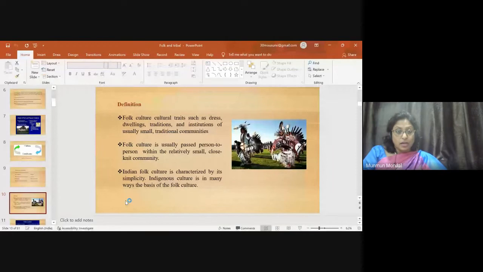When we talk about the definition, I think I have already covered. When we talk about folk culture, these traits such as dresses, dwellings, traditions, institutions, usually small traditional communities play the most important part. And Indian folk culture is very much characterized by simplicity. In India, the folk culture we have is very simple. But at the same time, if we discuss across the globe, all the folk cultures probably have a very simple character, because folk is very much associated with the local regional community, and these communities are not so developed, not so techno-savvy. That is why they still try to maintain the simplicity from generation after generation. And these are very much indigenous in nature. Folk culture, that is indigenous culture, in many ways is the basis of folk culture.